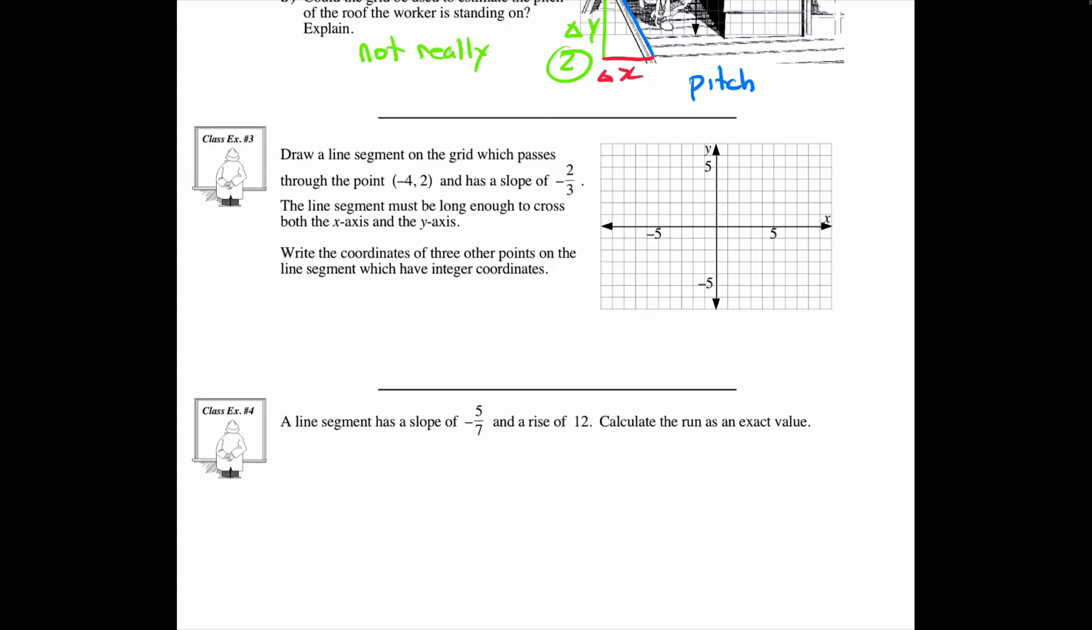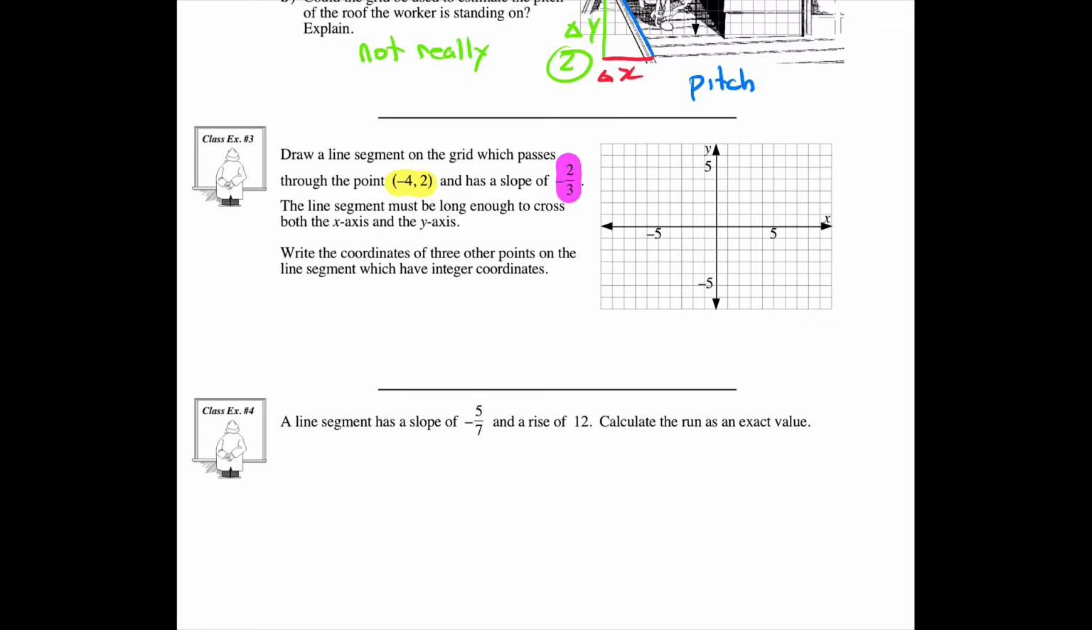All right, well, last two class examples. Let's get through them and move on to the assignment. So class example number 3, they want you to draw a line segment. So a line segment is a line that does not go on forever in any direction. It has 2 endpoints. And in this case, it passes through the point -4, 2, and it has a slope that is -2 over 3.